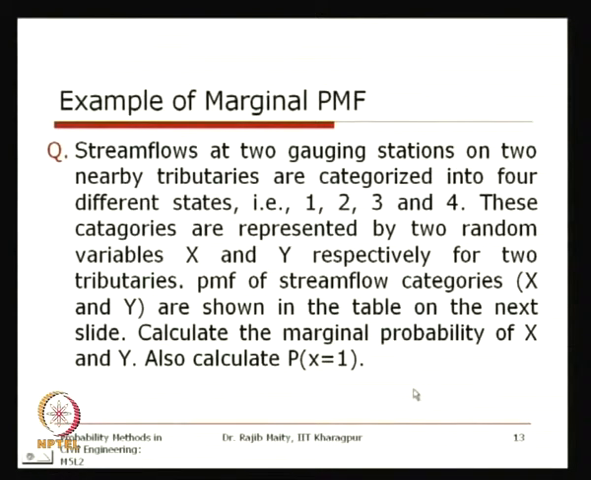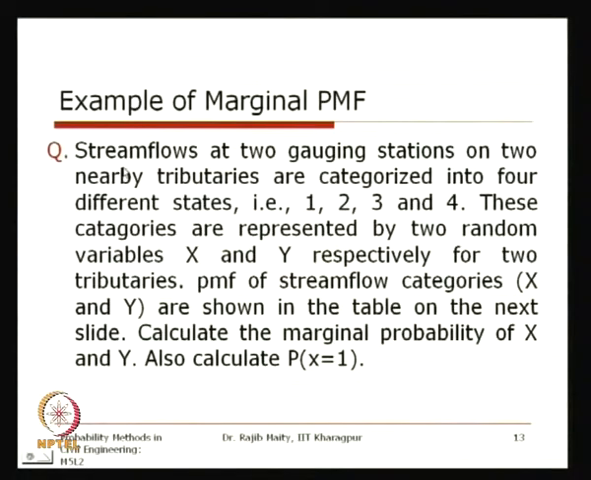Let us take one example, the example that we took in the last lecture on the stream flow. There are two nearby stations, and the stream flow at those stations is categorized into different stream flow categories. Here, four such categories are considered to describe this problem. So the problem once again states that the stream flow at 2 gauging stations and 2 nearby tributaries is categorized into 4 different states.